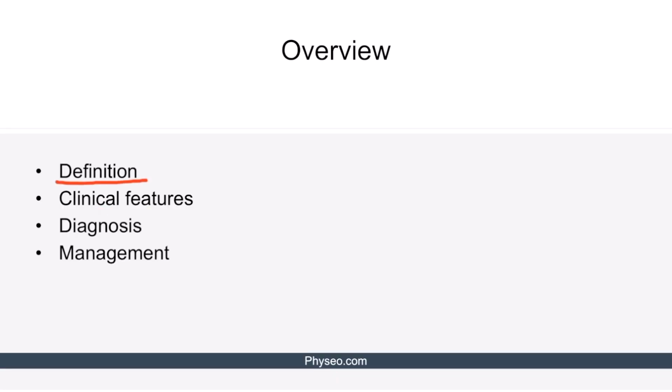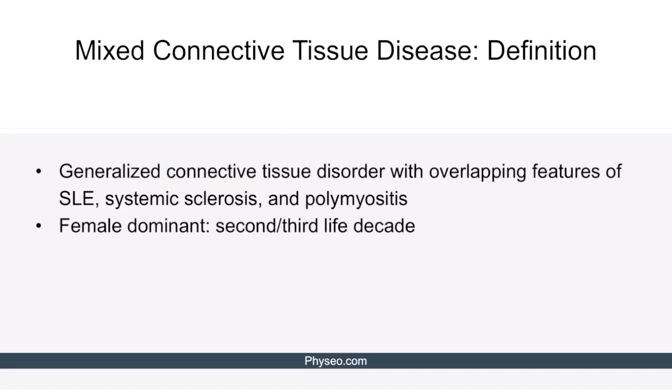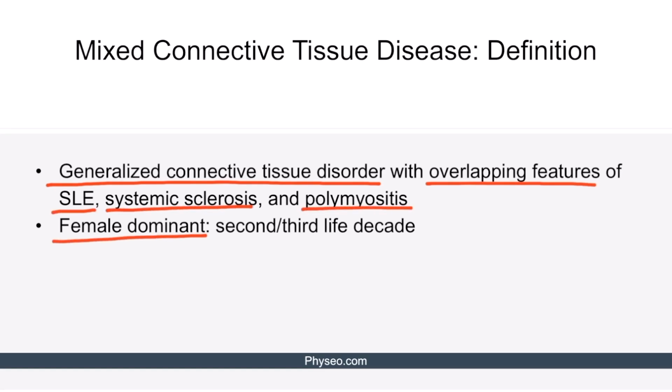Let's discuss mixed connective tissue disease next. We will discuss definition, clinical features, diagnosis, and management of mixed connective tissue disease. Mixed connective tissue disease is a generalized connective tissue disorder with overlapping features of SLE, systemic sclerosis, and polymyositis. It's a female-dominant disease, typically in the second or third life decade.